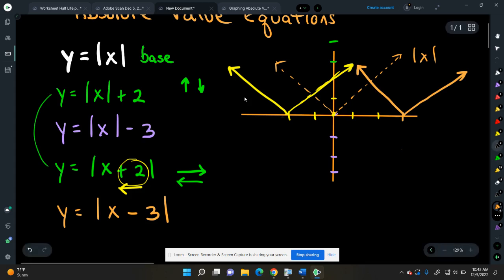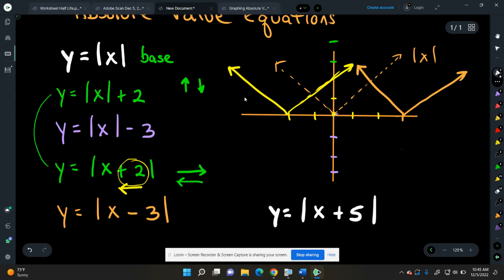Okay, so I want you to graph y equals the absolute value of x plus 5.